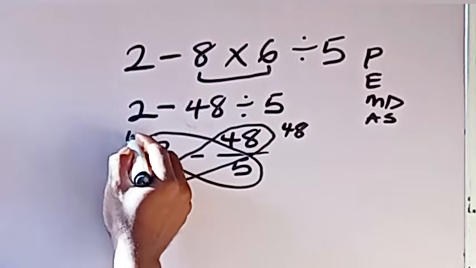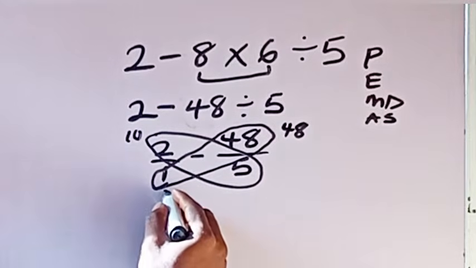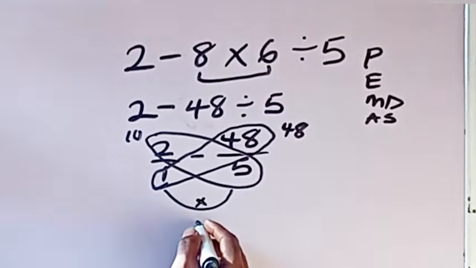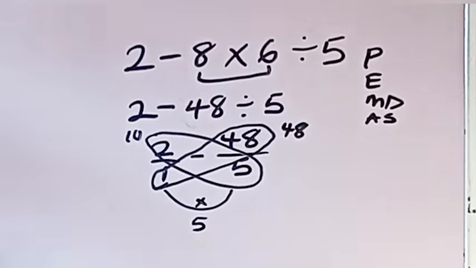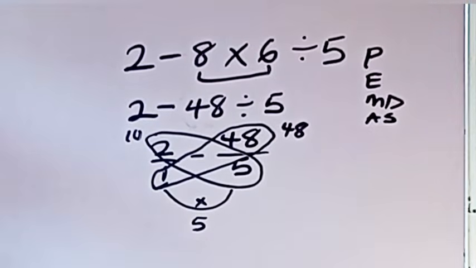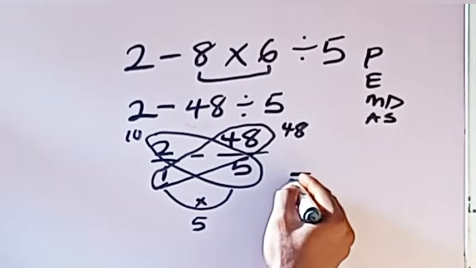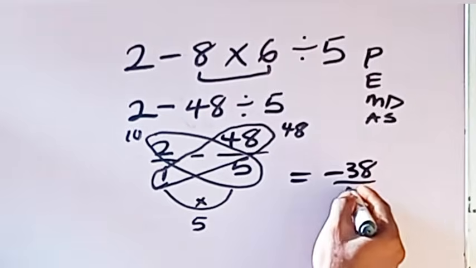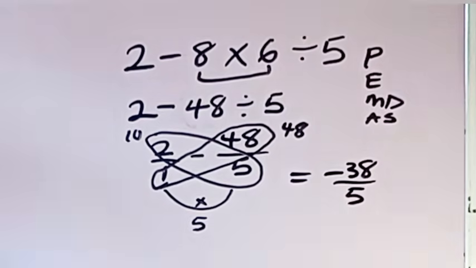5 times 2 will give us 10. Then draw the body. So here is multiplication. 1 times 5 is equal to 5. All right, guys. 10 minus 48 will give us negative 38 over this 5 here. Okay. So now we have gotten a fraction answer.